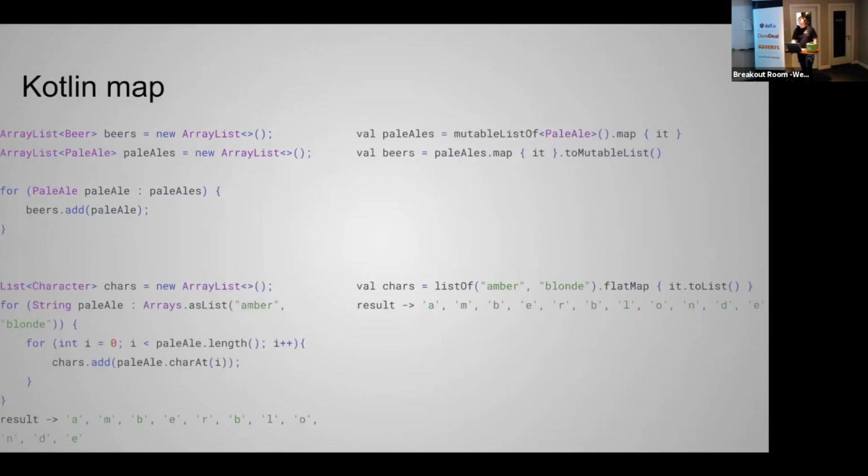Mapping then. So in Java, if you wanted to add objects from one array to another array, you need to loop over them and add them back. In Kotlin, you can just call it .map. You pass in the list you want to map from, and you have the option of making it mutable to a list, whatever you want to do.